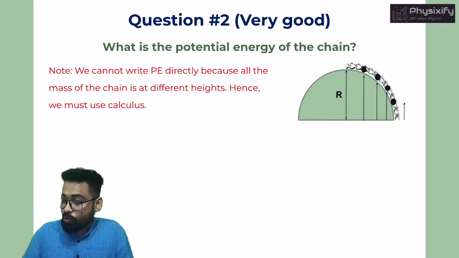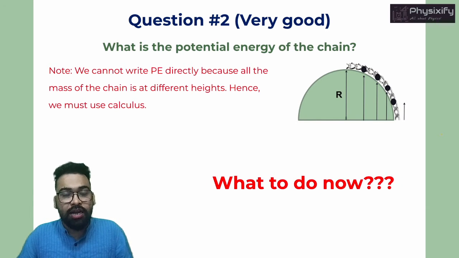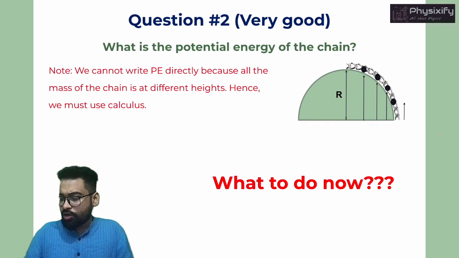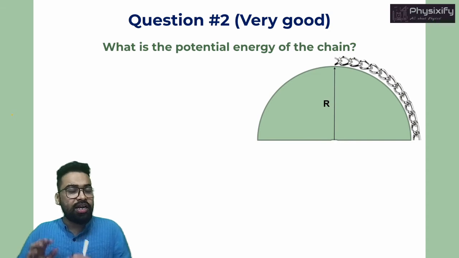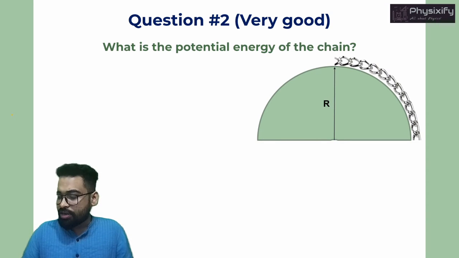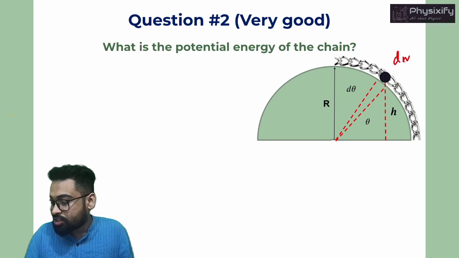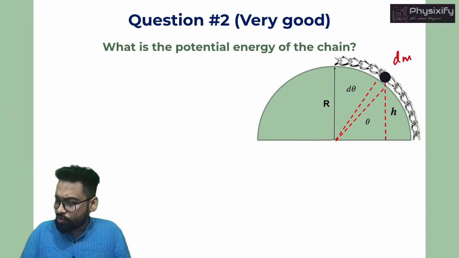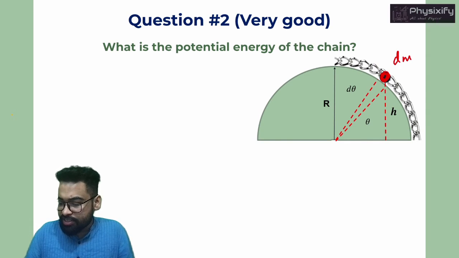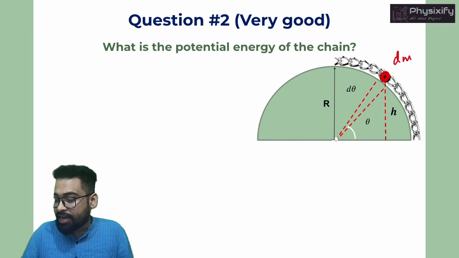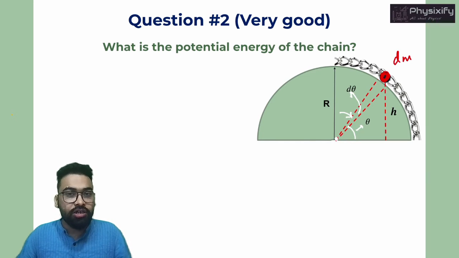Now over here, what to do? You can use calculus. Now we must use calculus. So let us say we have the same case. This time, I assume a small little mass. Let us say this mass is just dm, a very small mass on the chain. This is taken such that from the center it subtends an angle theta, and let us say this small little angle is d theta.